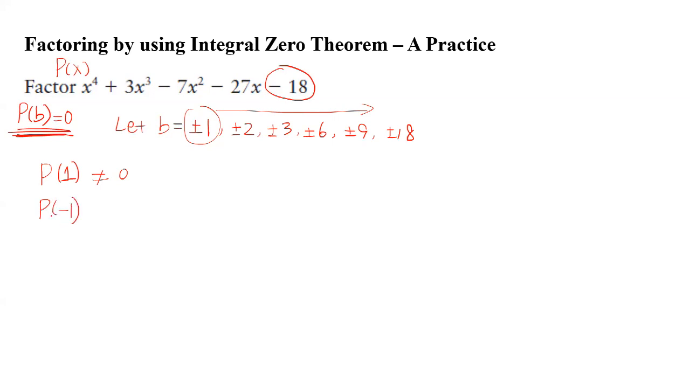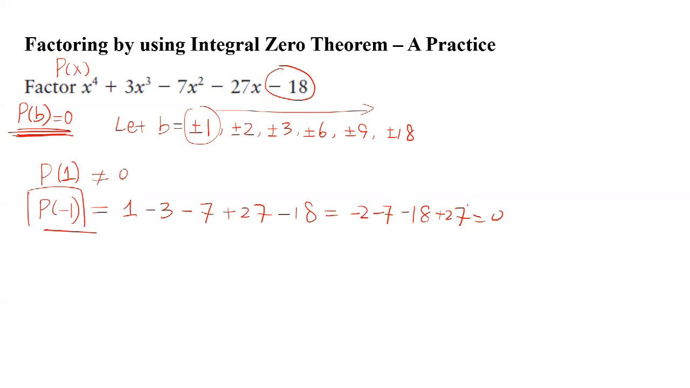And then we can check P(-1). So if we check P(-1), we can find that this is 1 minus 3 minus 7 plus 27 minus 18, which is minus 2 minus 7 minus 18 plus 27, which is exactly 0, right? So that means we have found a number that makes the polynomial be 0. That means x minus (-1) must be a factor, which is actually x plus 1, right? So x plus 1 must be a factor.